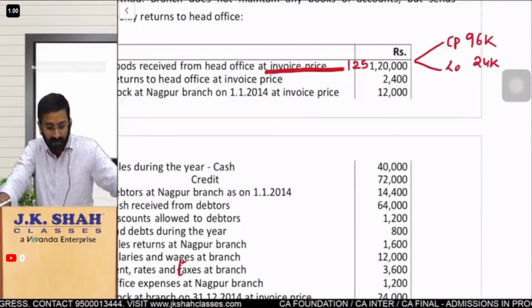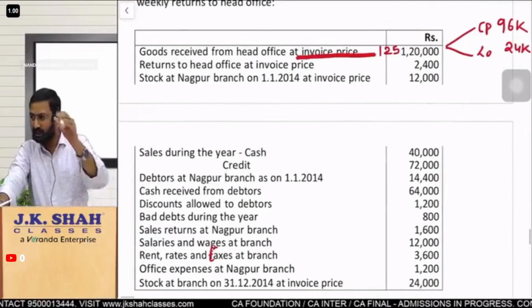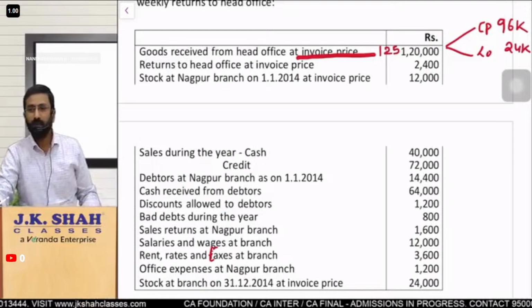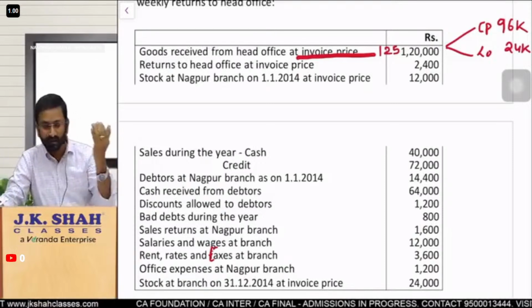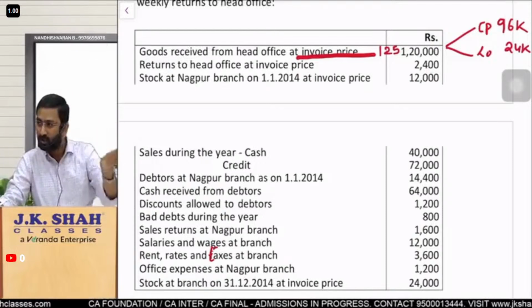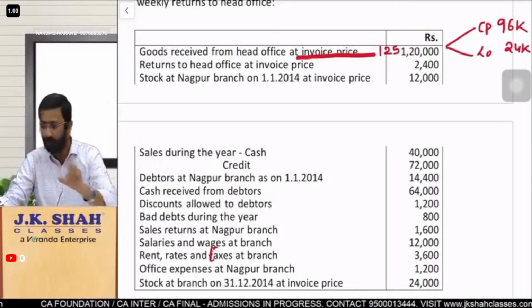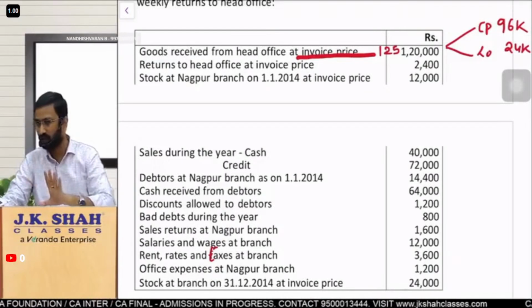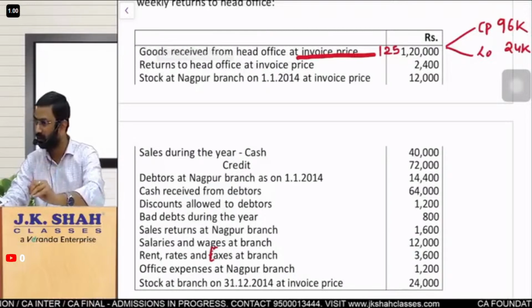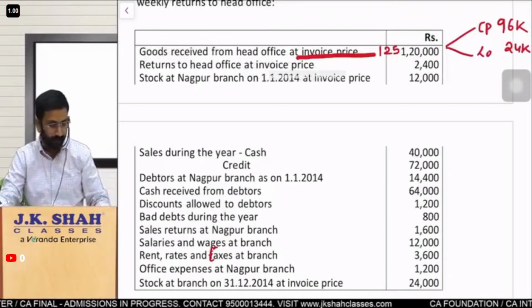Can you tell me the entry simultaneously? We'll do the ledgers later. Can you tell me the entry? Branch stock debit 120. To GSB 96,000. To branch adjustment 24. So the book profit is getting booked immediately, 24k. Clear? Next. Continue.